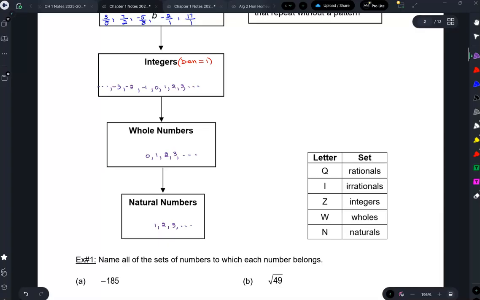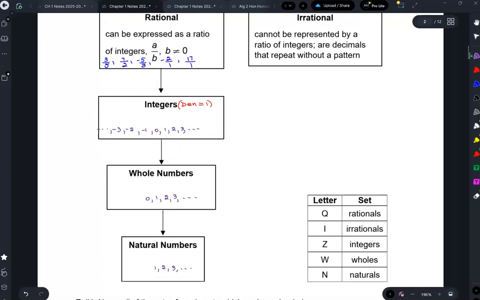So basically, the way in which I've meant for this to be is we take all the real numbers. From that, take just the ones that have a denominator of 1. From that, take just the ones that are 0 and above. From that, take just the ones that are 1 and above. All right? So that's the progression.